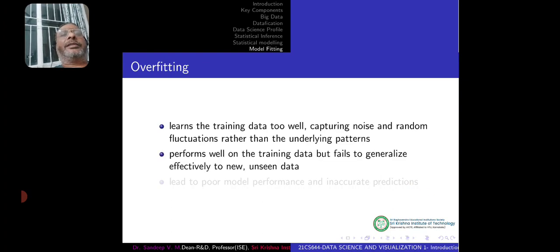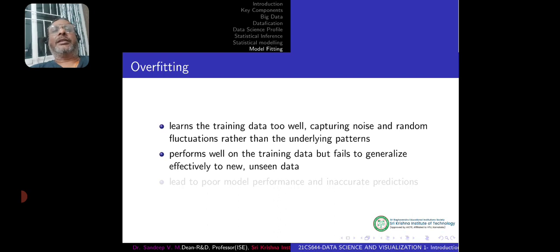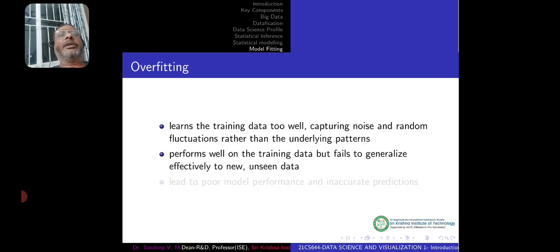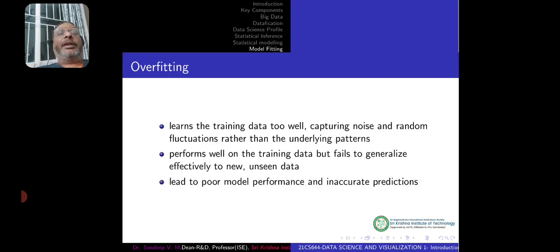And this sometimes becomes a problem, and it will perform perfectly well on the training data but fails to generalize effectively for any new unseen data. So for the training the results are excellent, but for testing the results are very poor. In case of underfitting, training as well as testing results were poor. Here the training results are excellent but testing results are very poor. That is what we call overfitting. And overfitting leads to poor model performance and inaccurate predictions.